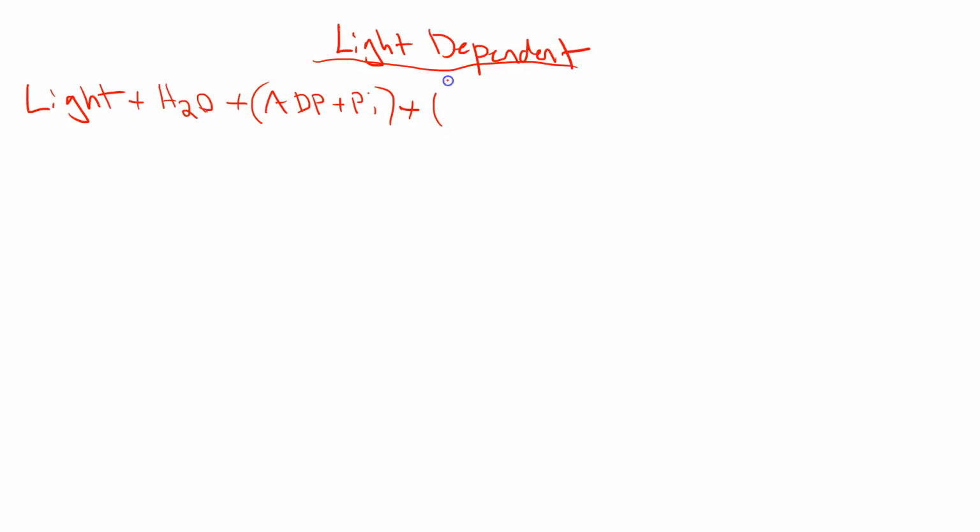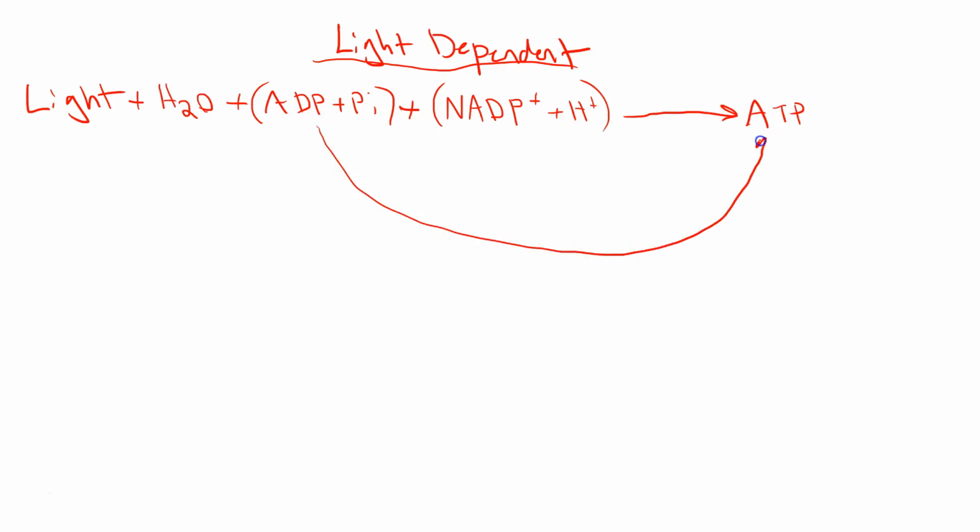Also included is NADP plus H plus. All right, and then some stuff is going to be made. The ADP and the P, they get put together, so they make ATP. Okay, so this gets converted into this stuff. These, they receive a few electrons, and they get made into NADPH.